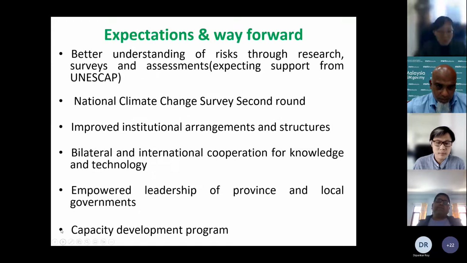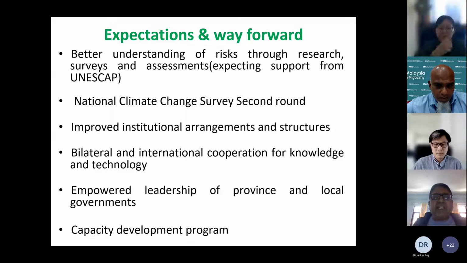Next slide, please. So, expectation. Better understanding of risks through research, survey, and assessment. We are also expecting support from ESCAP for the analysis of the data which we are now getting from the population census. We can do more work on disaster-related activities. So for this, we are expecting technical support from ESCAP. And now we are also conducting the National Climate Change Survey, second round.